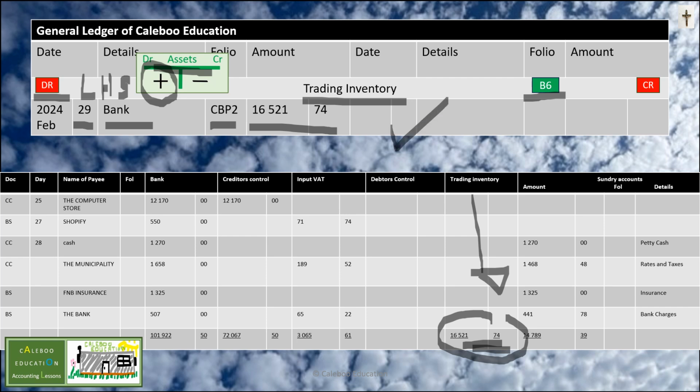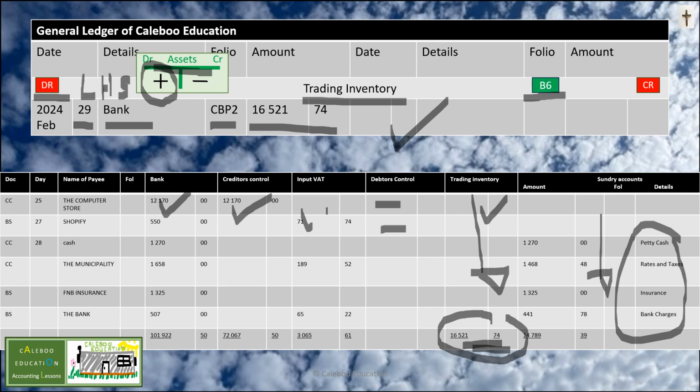And that, we've posted all these amounts to these accounts in the general ledger. We've done the bank column. We've done the creditors control column. Input VAT. There was nothing to do with debtors control here. We posted the trading inventory amount to the general ledger. So we have finished posting all these transactions from the journals to the general ledger, only with regard in this lesson to Cashbook payments. Well done everyone, well done on getting to this stage of the video.